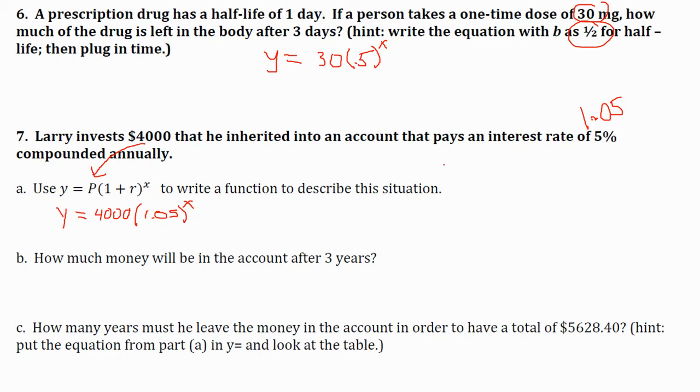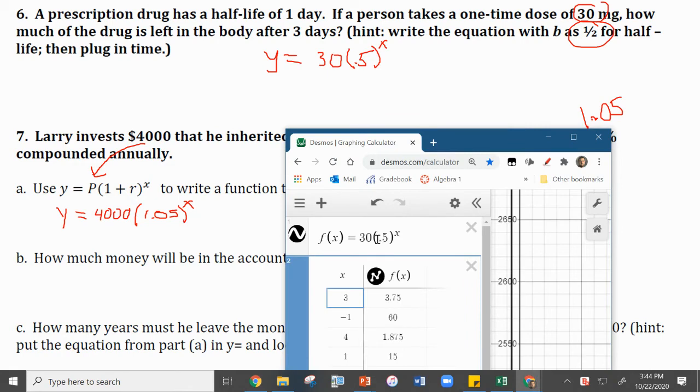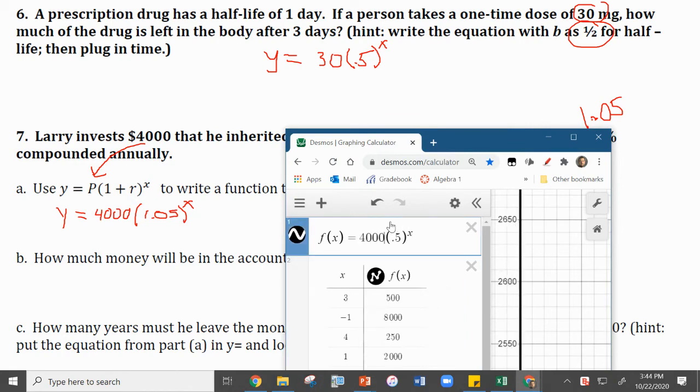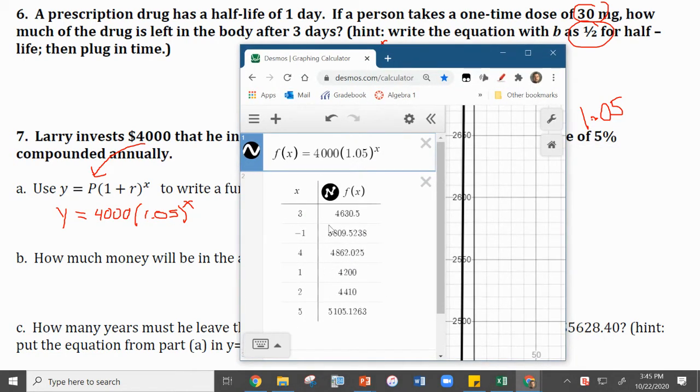Now, how much money will he have in the account after 3 years? Once again, you got to use Desmos for that. And so I'm going to go in and type in 4,000 times 1.05 to the power of x. And then after 3 years, we would have 4,630.5.